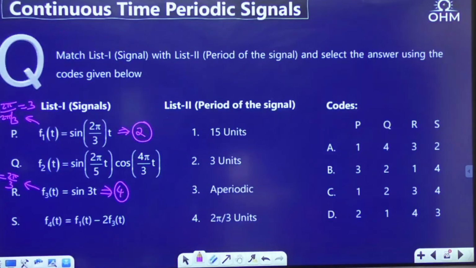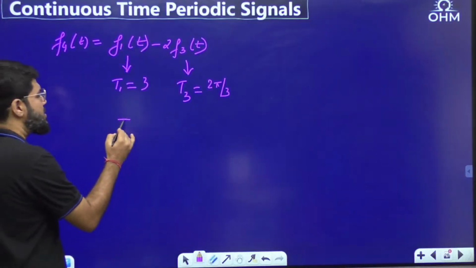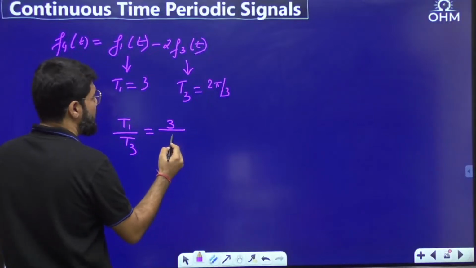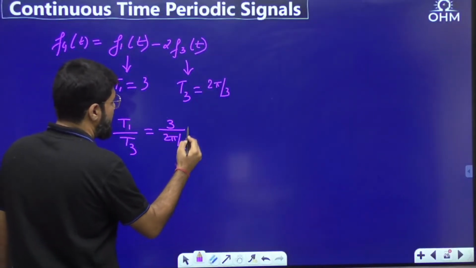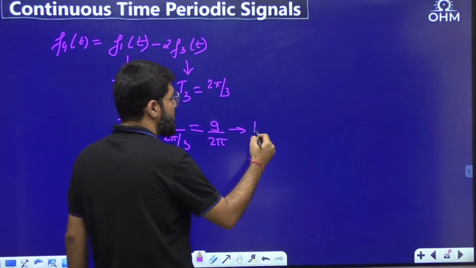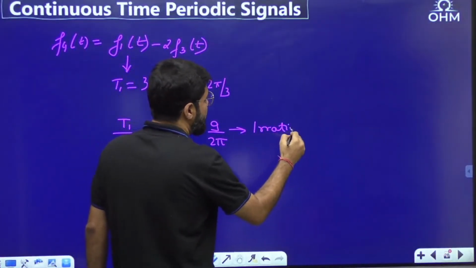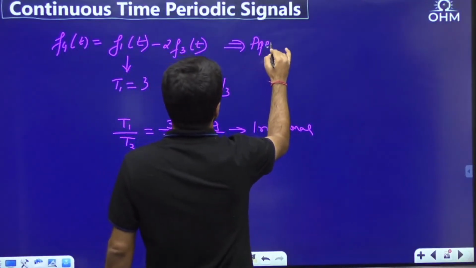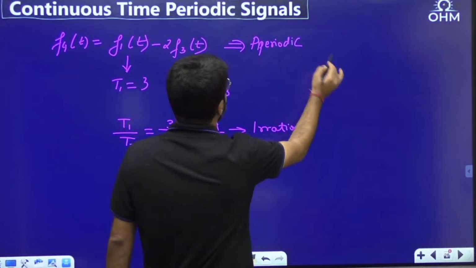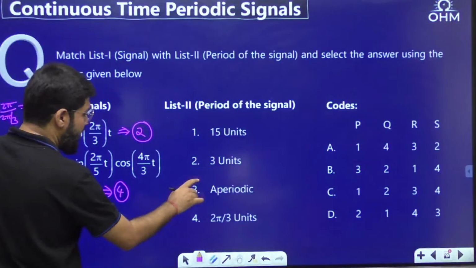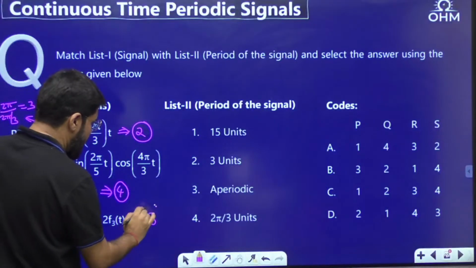Correct. Now, what is T1 upon T3? What is the ratio of their time periods? 3 divided by 2 pi by 3. 3 goes above, 9 upon 2 pi, but a pi is left. So it is irrational, and hence the given fourth signal is aperiodic. Hence proved. Aperiodic in list 2 is option number 3, so it will match with 3.